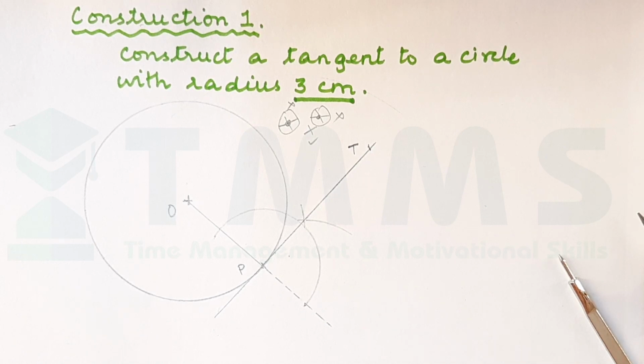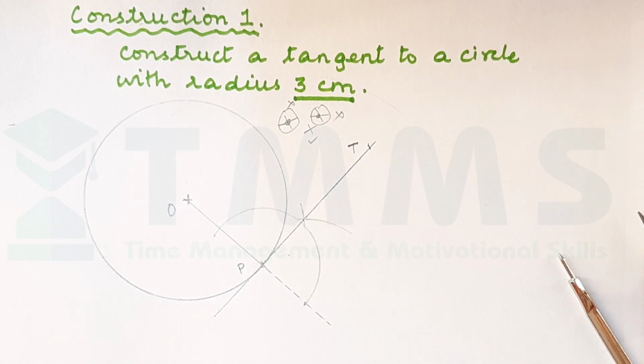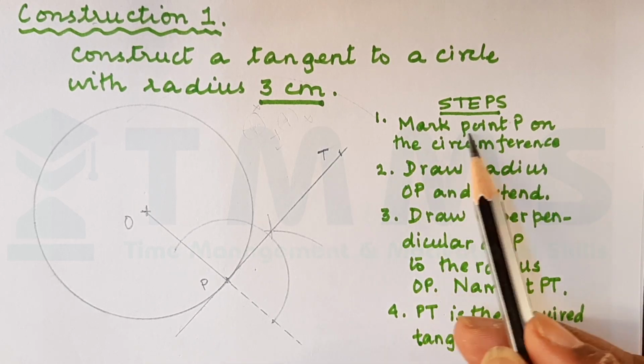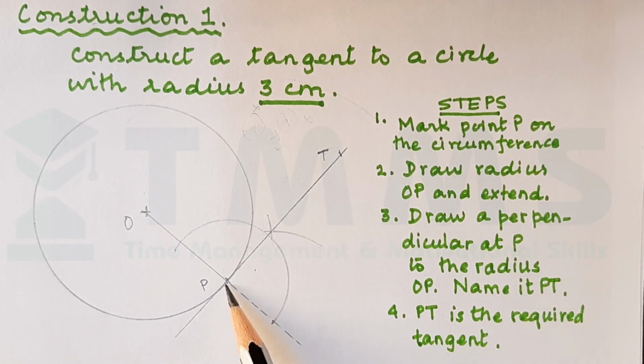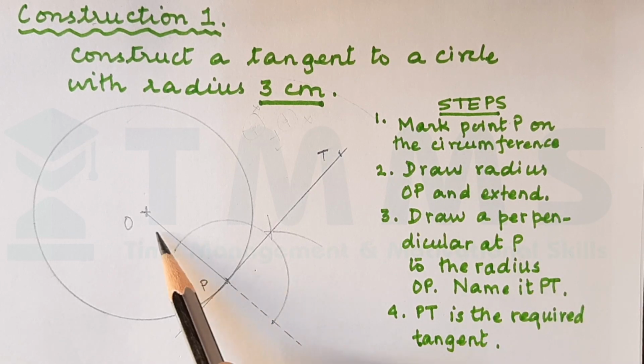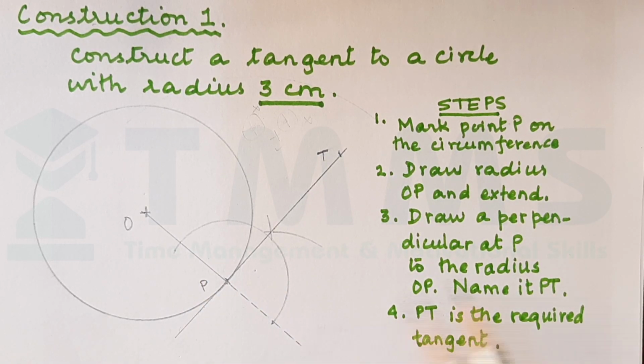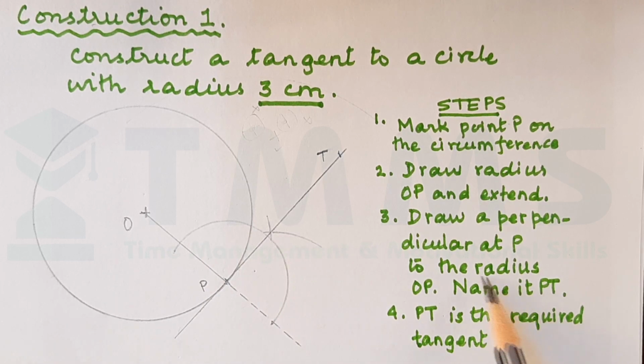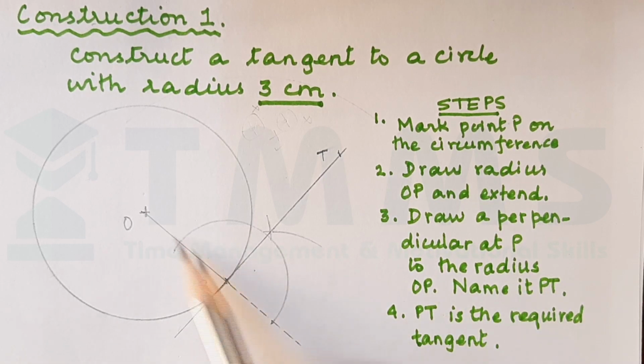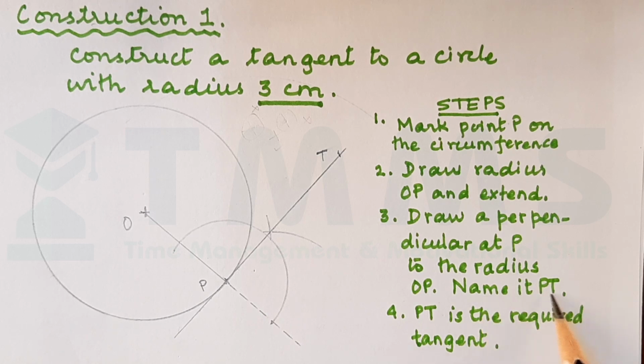Okay, now let us look at the steps of construction. Mark point P on the circumference. So we mark that. Draw the radius OP and extend. So we did that. Draw the perpendicular at P. You have seen how to draw this. To the radius OP, we have drawn the perpendicular. Name it as PT.